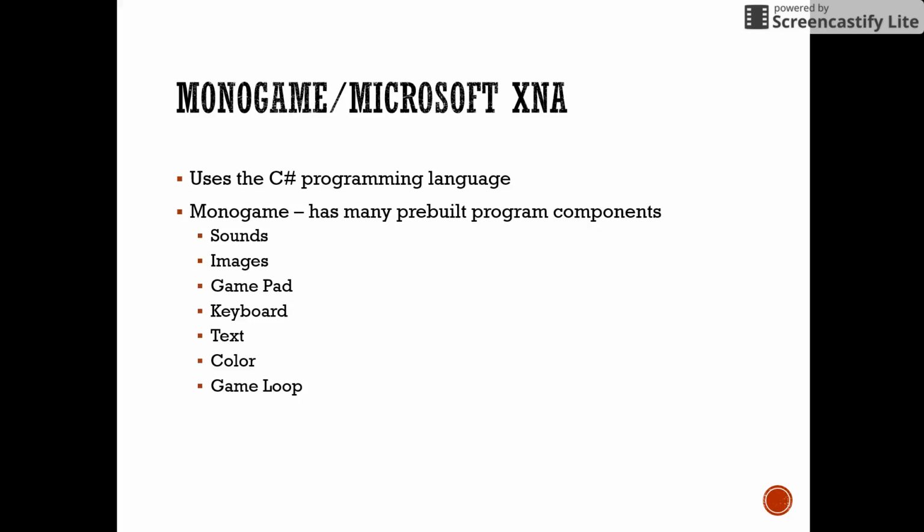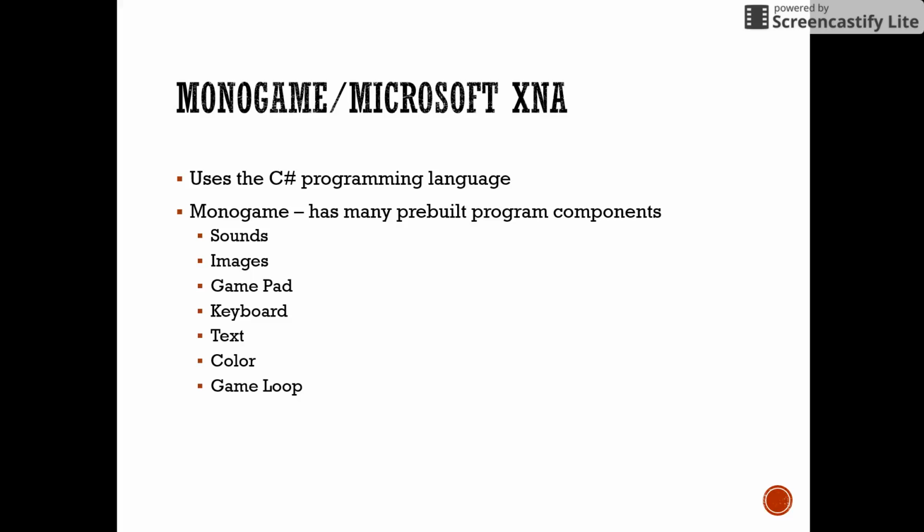So MonoGame, to give you a little bit of background, it used to be called Microsoft XNA, and it was a part of Visual Studio 2010, but after 2010, they no longer incorporated Microsoft XNA into Visual Studio, and that's where MonoGame came in, and it is a platform-independent software, so it can be used on Macintosh and Windows and Linux, and it uses the C# programming language, which we all know is growing in popularity in computer science.